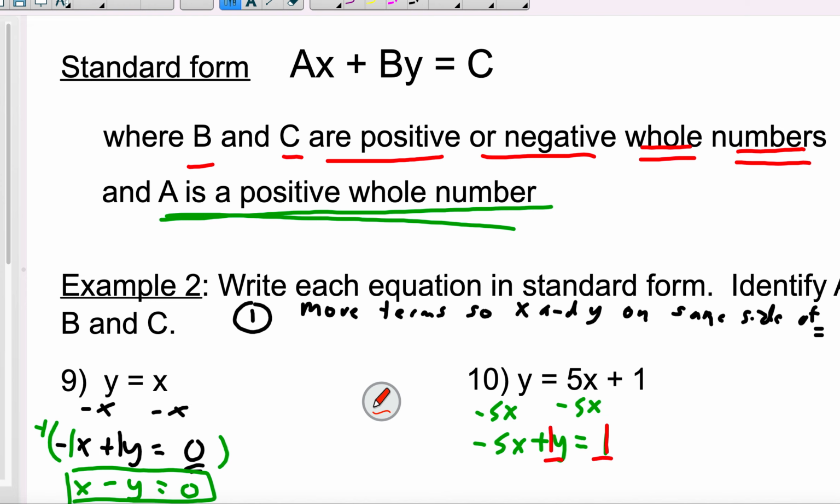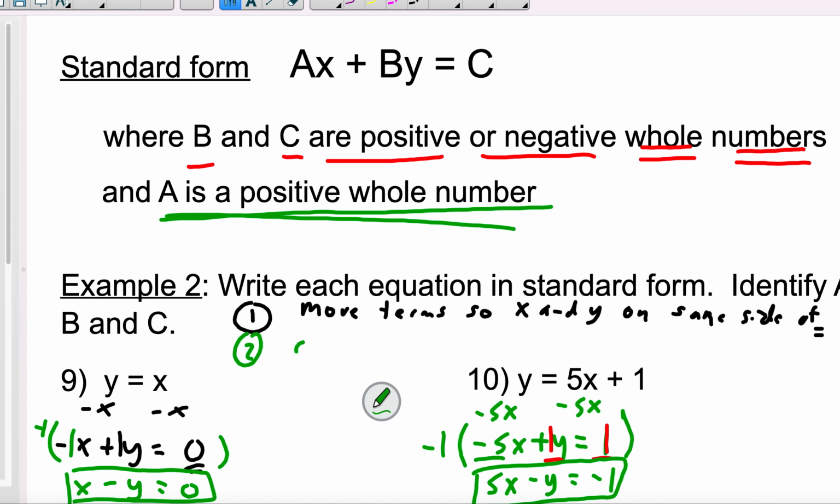Yes. And then the next part says that a, which is what's in front of the x, is that a positive whole number? No, that's not a positive whole number. Well, then we're going to have to multiply this whole equation through by -1. So then we get 5x minus y equals -1. I have to multiply every single term in there by -1. So now it's going to meet those conditions.